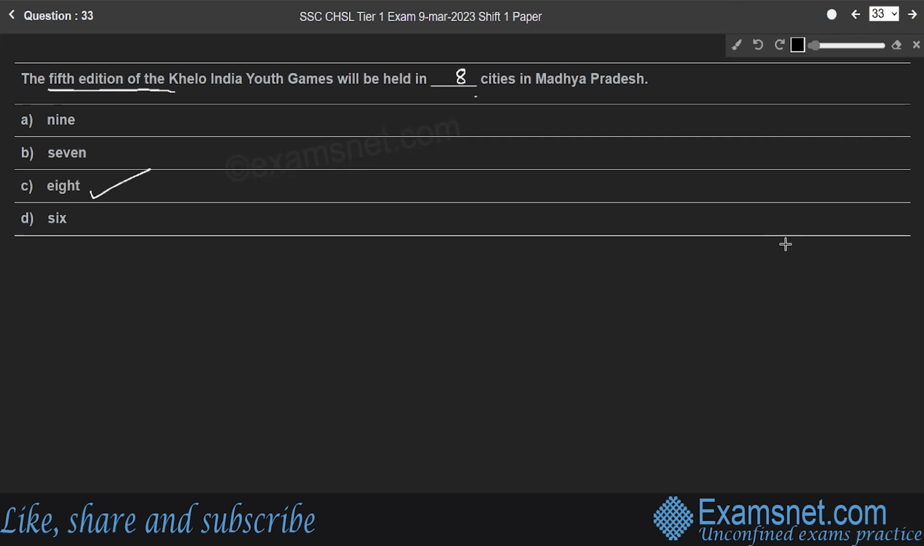The Khelo India Youth Games will be held at 8 locations. More than 8,500 athletes and sportspersons are expected to participate in the sporting event. Khelo India Youth Games was started in 2016 and provided a very effective platform for the youth of the country to showcase their performance and talents in sports.